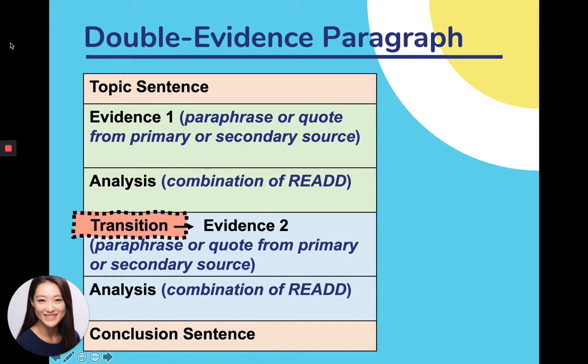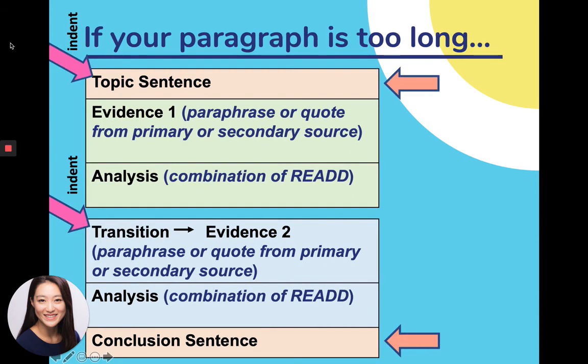Please don't forget the transition word here. When you're transitioning to the second evidence, you can find a list of transitional words on our Blackboard page. Please note as well, it's important that the second evidence you select is distinct from the first evidence. Otherwise, your analysis will sound repetitive.